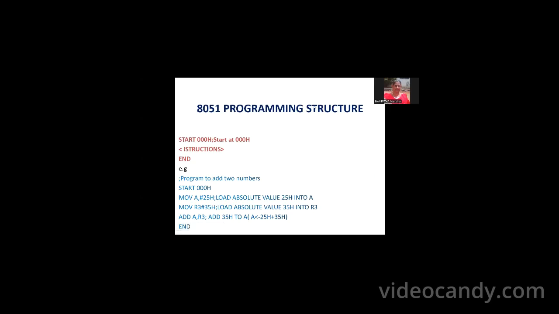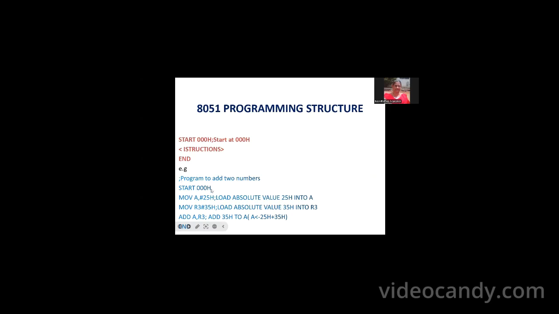Now, coming to 8051 programming structure, it is simpler compared to 8086. You just have to start at the origin 000H. That is, you're starting at 0H. You write your instructions and then end the program. For example, program to add two numbers. This is the comment statement, so it begins with a semicolon.